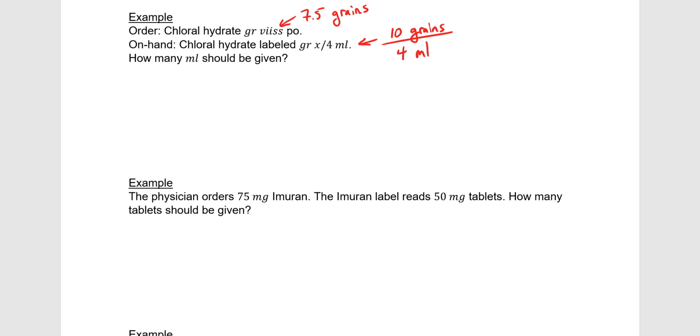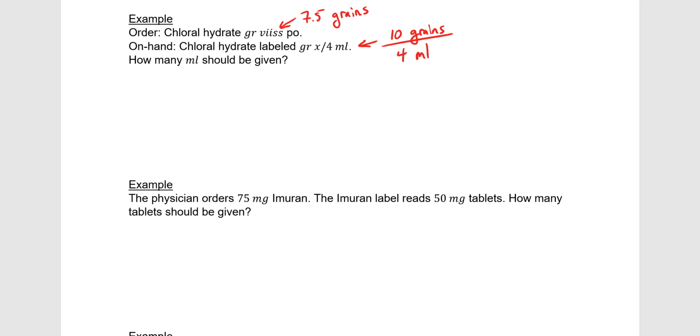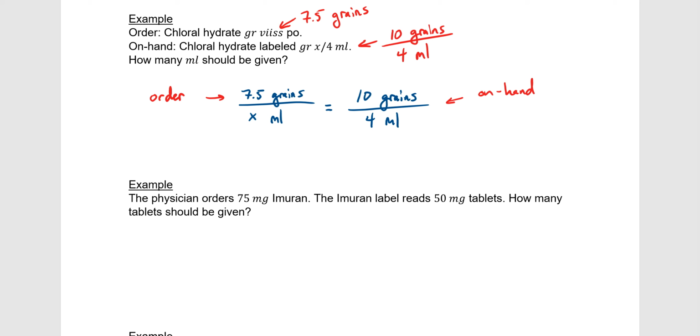So obviously you need to remember what all these abbreviations mean, especially with the Roman numerals. Once you write it down in plain English with the Hindu-Arabic numbers, it becomes a little bit easier. So we want to know how many milliliters should be given, so let's set up this proportion. Here is the ratio from the order. It's 7.5 grains for how many milliliters. We're looking for milliliters, so that's why I put X down there. And now this is going to equal the ratio for the on hand. So that one equals 10 grains for every 4 milliliters.